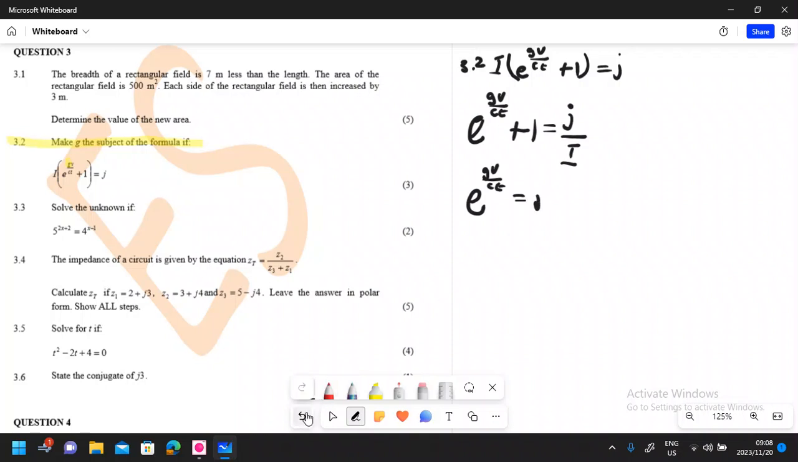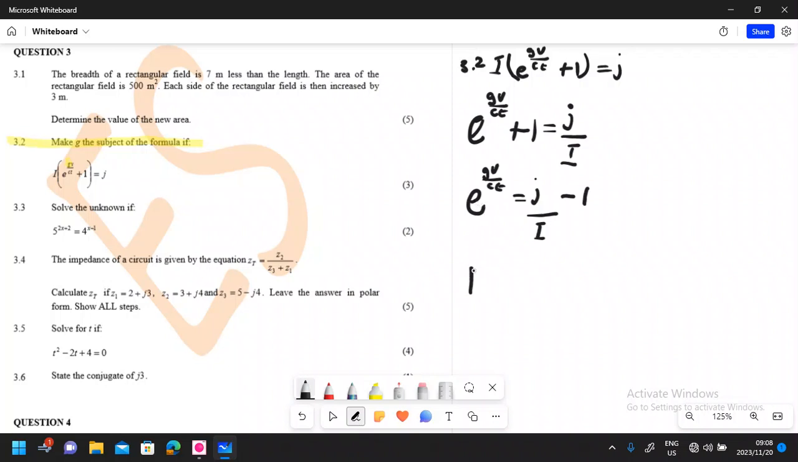Let me just go back. Then we have J over I minus 1. Remember, if you take 1 to the other side, it's going to be minus 1. So from here we can introduce the natural log. I think we should introduce the natural log, but you can also introduce the standard logs. But let's introduce the natural log because of this thing.